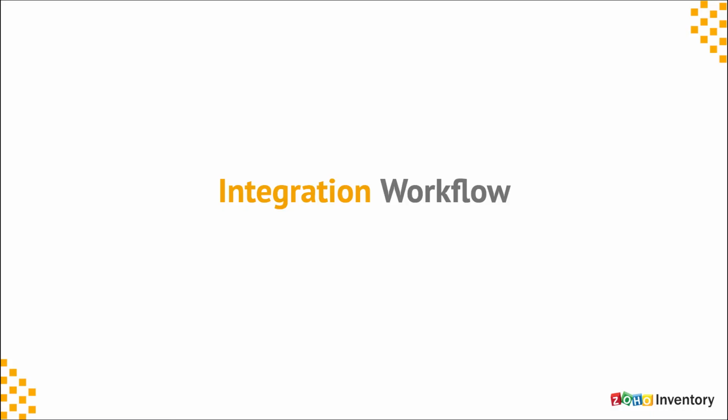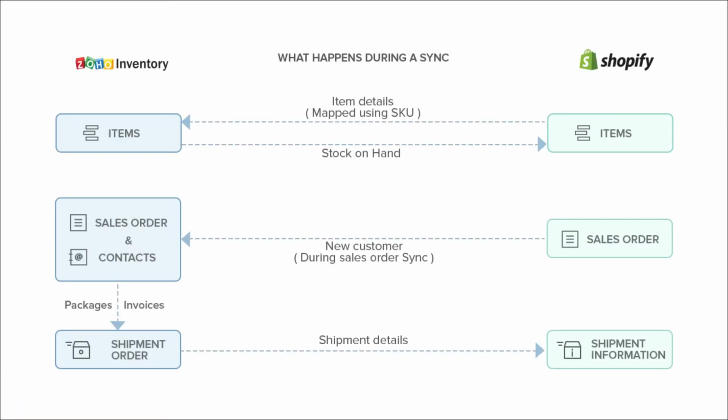Integration workflow. Please take a look at the diagram on the screen. Now there are 4 kinds of information that gets passed around between the two systems. They are item information, sales order information, contact or customer information, and shipping information. Now the integration workflow is common for all of the 4 channels. It is the same for Amazon, Etsy, eBay, as well as Shopify. So please pay attention to this diagram.